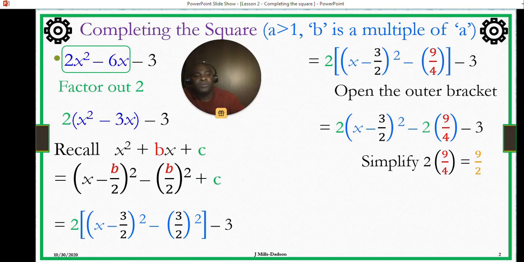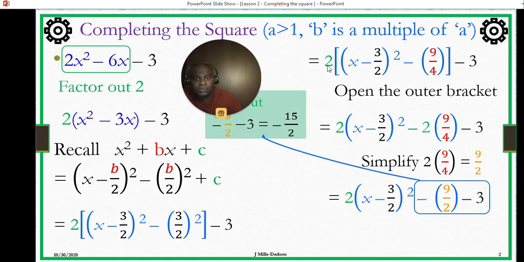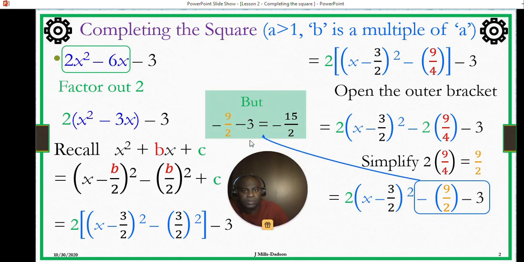Now from this onwards, this section always repeats. You don't do anything again with this section. All that you need to do is to work out what is outside this section. So we need to work out 2 times 9 over 4. That works out simplified as 9 over 2. Then finally we work out negative 9 over 2 minus 3. And that works out as negative 15 over 2.